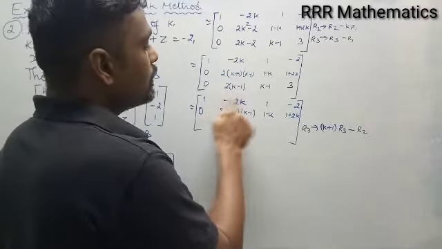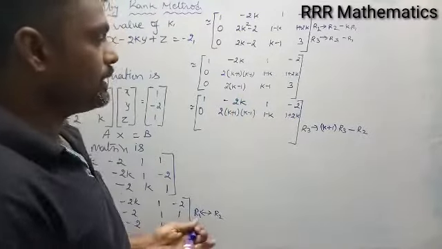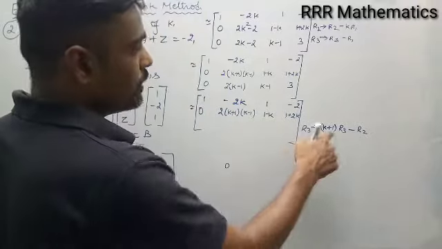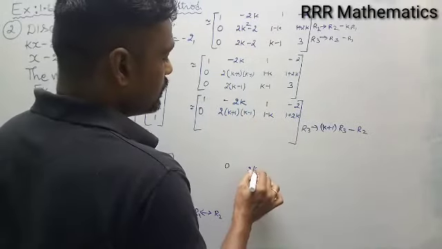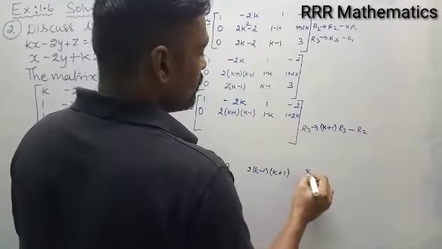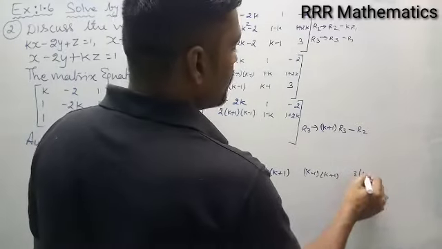I will multiply k plus 1 in R3 and subtract. Then you will get 0 here. See, I'll do the operation. k plus 1 R3. 0 times k plus 1, 0. k plus 1, 2 into k minus 1, k plus 1. And here k minus 1 into k plus 1. And here 3 times k plus 1.